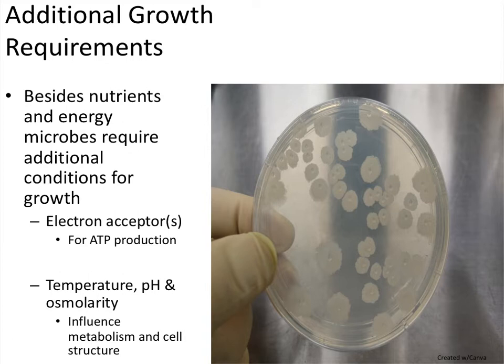Aside from nutrients and energy, microbes, and really all organisms, require some additional conditions to be able to grow. They have to have the appropriate electron acceptors so that they can make ATP, and they also have to have the right environment. Things like temperature, pH, osmolarity, all of those things influence metabolism and cell structure and determine whether or not the organism is able to reproduce itself. So we are going to spend the next couple of slides talking about electron acceptors, and then we're going to talk about things like temperature, pH, osmolarity, and start to understand how those factors can affect microbial growth as well.